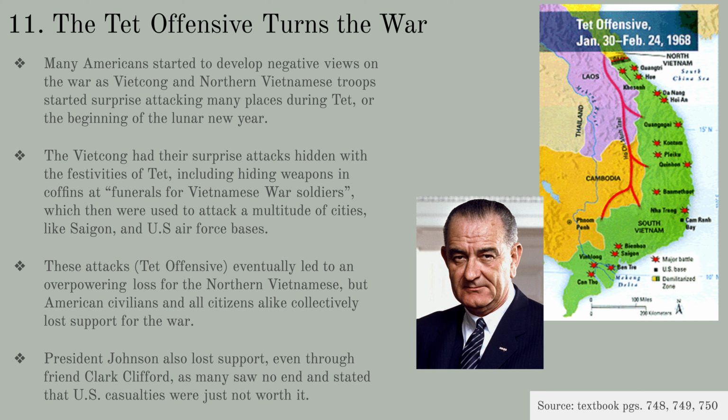President Johnson also lost support, even though friend Clark Clifford, as many saw no end, stated that US casualties were just not worth it. So the picture on the left is supposed to be President Johnson, and the picture on the right is a map of the Tet Offensive.